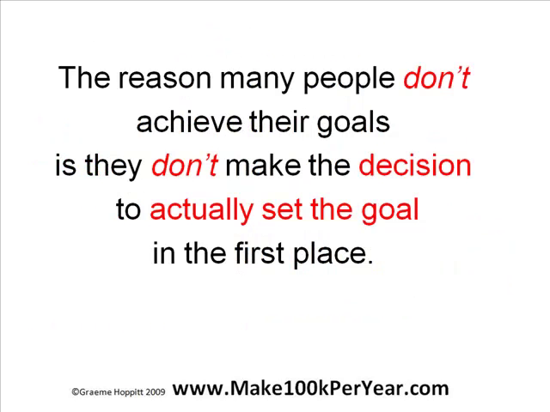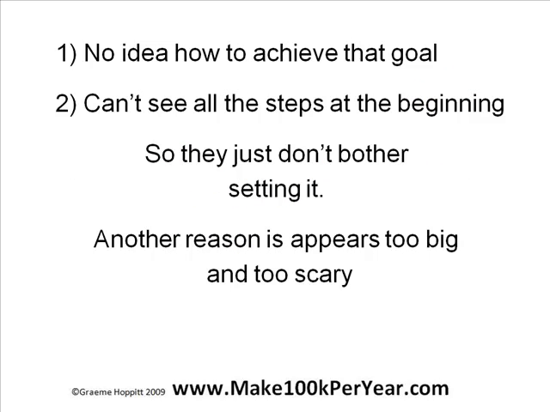The reason many people don't achieve their goals is they don't make the decision to set the goal in the first place. They've no idea how to achieve the goal, so they just don't bother. They can't see all the steps at the beginning, so again, they just don't bother. I know many people that have said, I fancy running a marathon, but they haven't, because they think, how do I run 26.2 miles? They don't know, so they don't set the goal to start with. So if it's too big or scary, it puts people off. That's not the point. What you should do is set the goal anyway if it's something you want to achieve, and then these systems will help you achieve them.